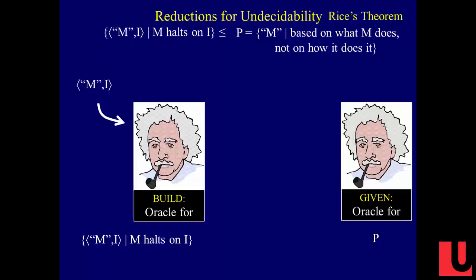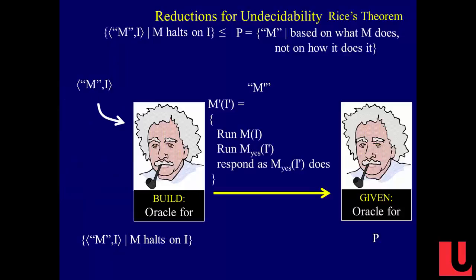So what do we have to do? I'm this algorithm here. I'm given an M and the I, and I want to run this oracle. In order to run this oracle, I have to give this oracle some Turing machine M prime. So I'm going to design an M prime here, and we'll see what that M prime is. So here's the M prime.